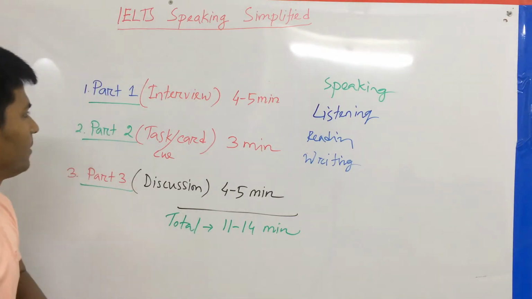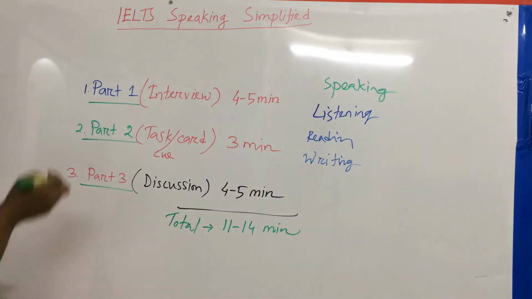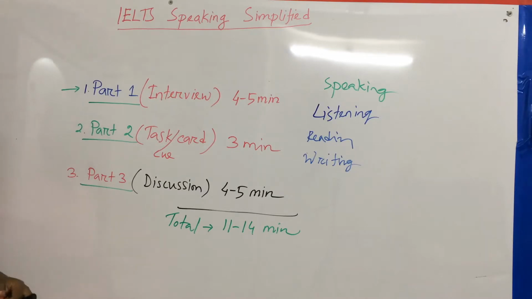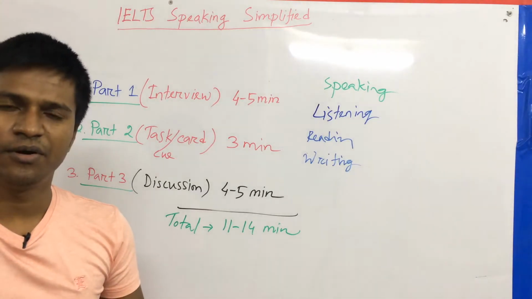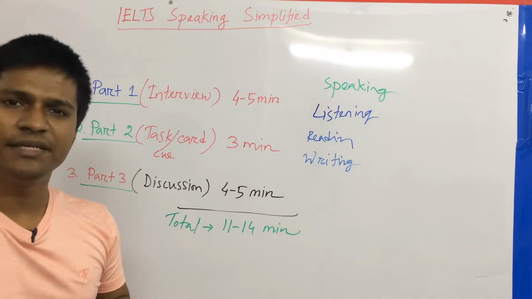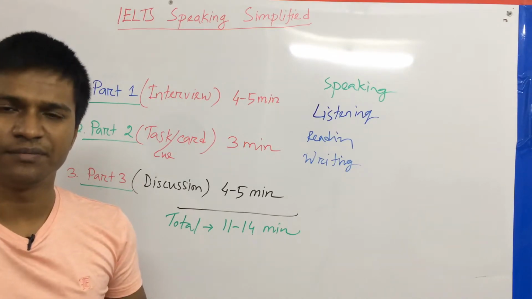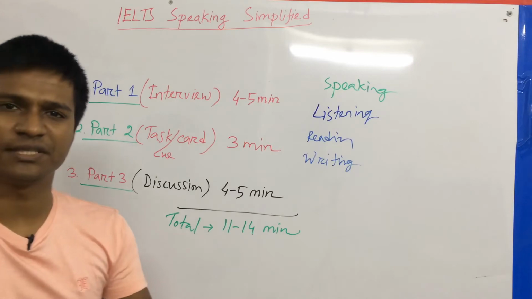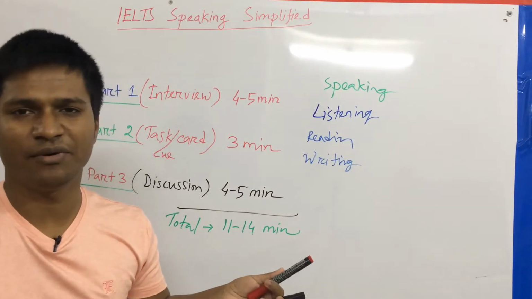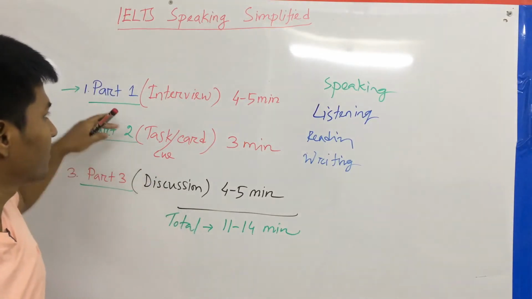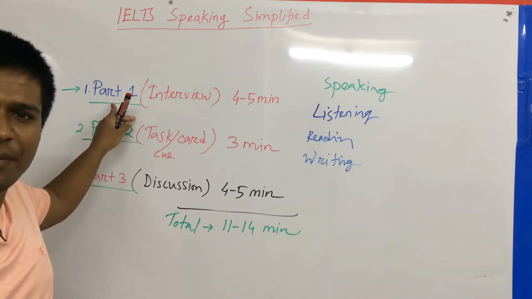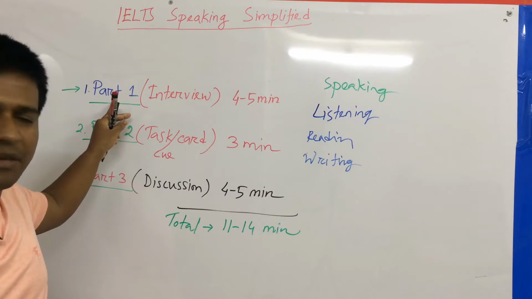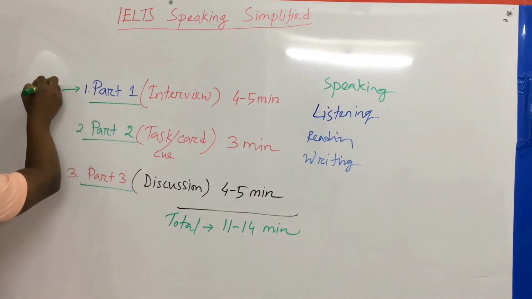Okay, let's talk about part 1. In part 1 you may be asked what is your favorite sport, or maybe where did you live in your childhood. So day-to-day questions, common questions that you are supposed to know. Okay, here say, do you live in an apartment or a house? This type of question. Basic questions.